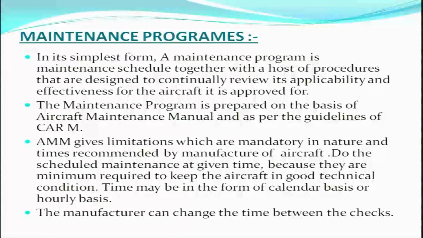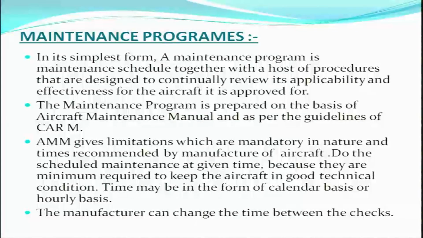For example, the inspection frequencies may be like a daily inspection, then 50 hours of inspection, then 100 hours of inspection, 200 hours of inspection, 1 year of inspection. So, different inspections, different schedules, different areas of aircraft to be inspected are spelt out in the different schedules, and this together makes a maintenance program.